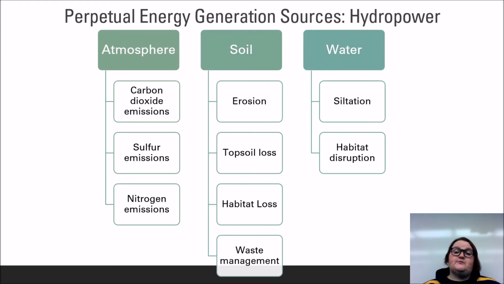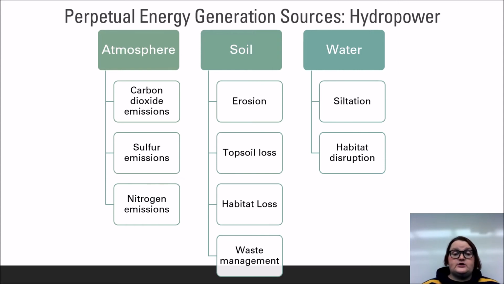Hydropower produces impacts on the environment in a variety of ways. Major atmospheric impacts occur during the construction of the hydroelectric dam or plant. This requires large amounts of fossil fuels for production, transportation, and construction of components, contributing to emissions of carbon dioxide, sulfur, and nitrogen. The construction process also leads to significant loss of topsoil and habitats, as well as erosion.